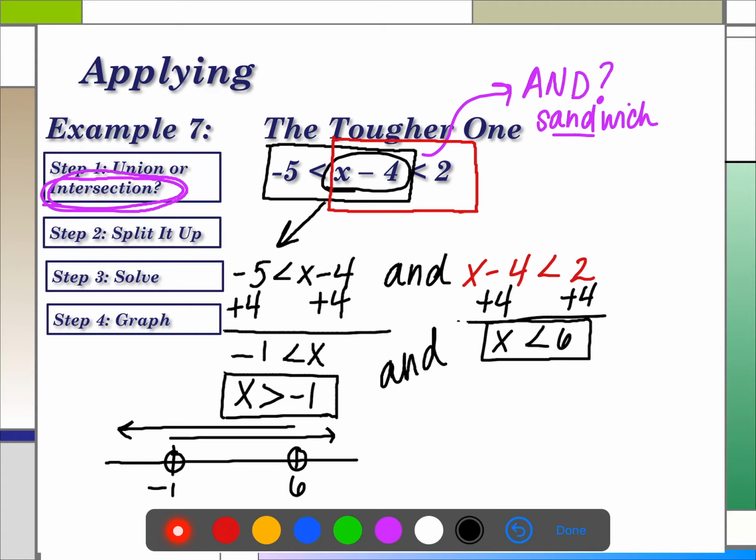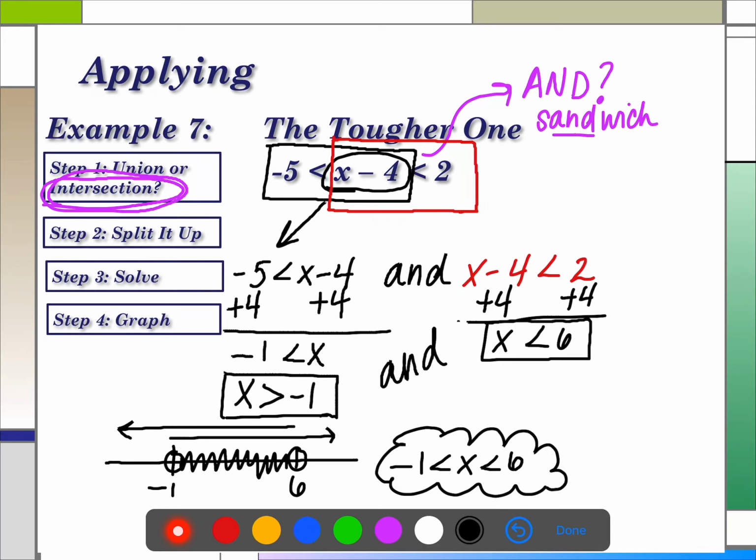So where do I shade an intersection? I shade where the arrows overlap. Okay, so this one is overlapping in the middle. Okay, and remember, you can write your final answer as a sandwich. -1 is less than x is less than 6. Okay, when your shading is in the middle like that.